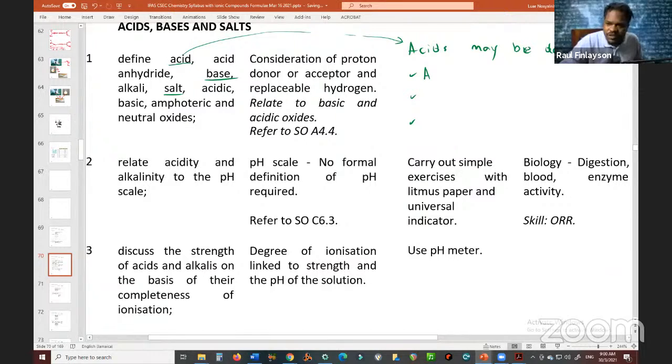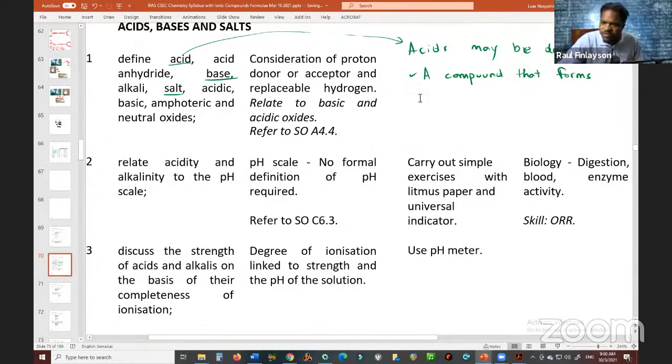So basically, a compound that forms. I'm going to give you this one. I'm going to kill you with the three definitions. I'll give you one, very quick, because when you learn three, it's very technical. So a compound that forms hydrogen.